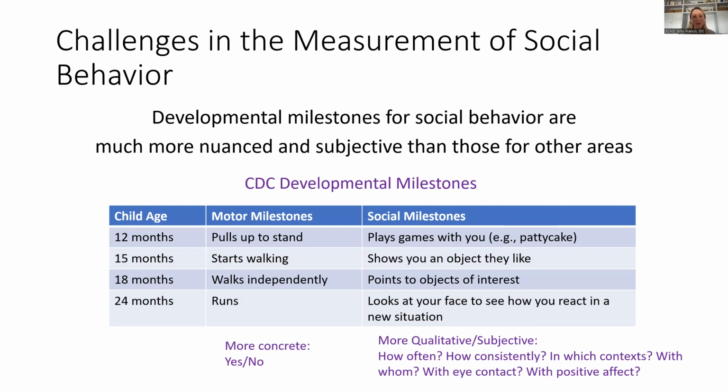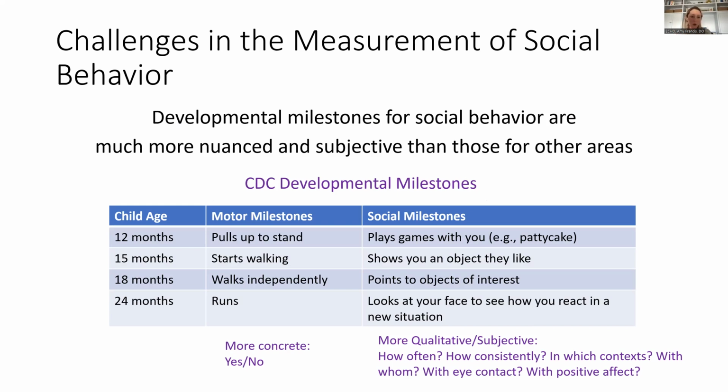So why is it challenging? It's very challenging when we measure social behavior. Developmental milestones for social behavior are much more nuanced and subjective than those for other areas. If we look at the motor milestones and compare them with the social milestones at 12, 15, 18, 24 months, it's pretty clear cut and concrete for motor milestones.